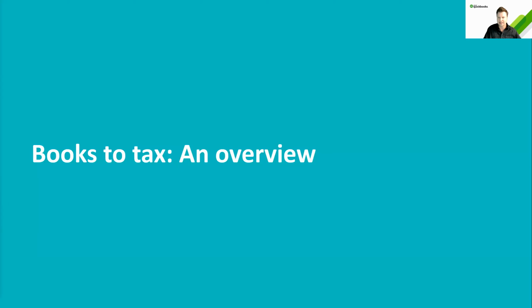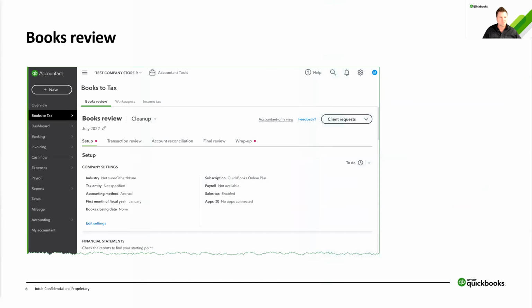Okay, so books to tax, the overview. Right here, we have a screenshot of QuickBooks Online Accountant, or QBOA. For those of you that are familiar with that, that is the resource that allows you to manage all of your QuickBooks Online accountants, all of your QuickBooks Online clients, and gives you the database for the client management as well as their bookkeeping and their books themselves. To access the books review side of it, you have to be in the QBOA environment.